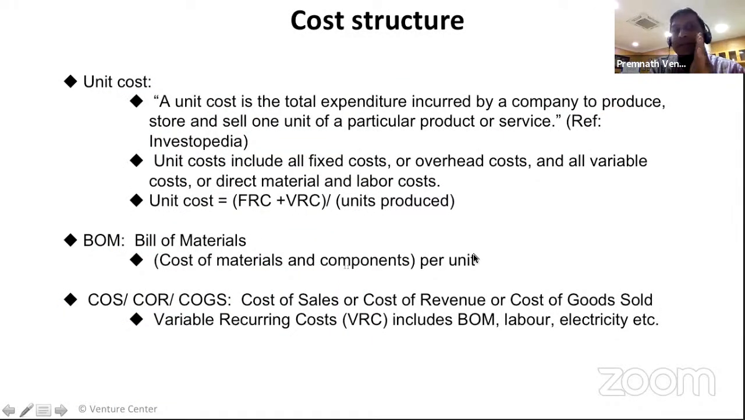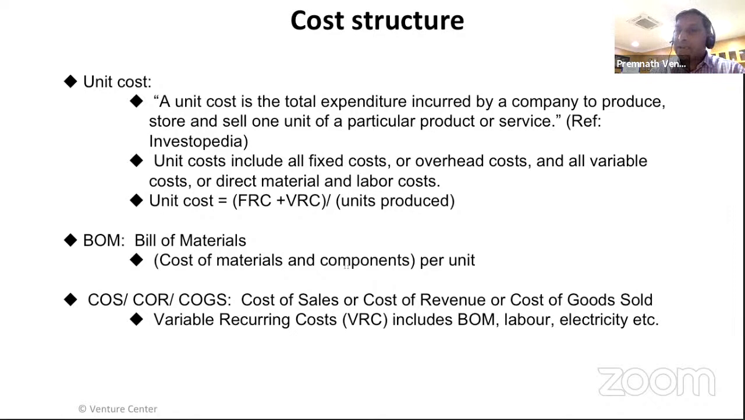A few more concepts. Unit cost, right? So unit cost is basically the total expenditure incurred by the company to produce, store, and sell one unit of a particular product or service. Okay. And that in our nomenclature roughly translates to the fixed recurring cost plus variable recurring cost divided by the units produced. That is, you're not looking at the one-time costs, you're just looking at the recurring costs divided by the units produced.